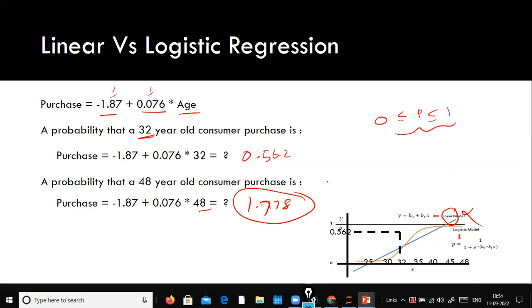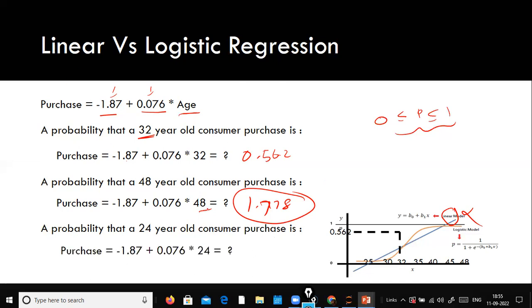And let's say he's asking another question. What is the probability that a 24-year-old customer is going to purchase from me? And if you plug in 24 years simply, what will you get? Can someone tell me? Can you use some calculator and tell me? Minus 0.046, right?